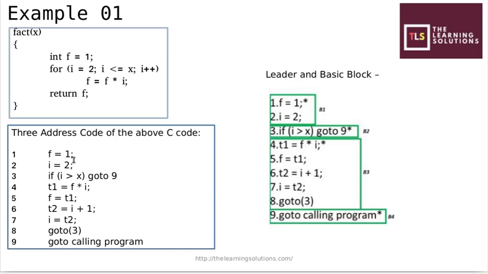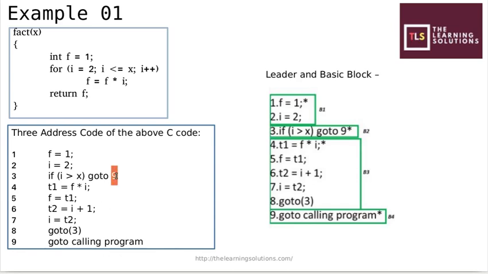So first block contains 2 statements. Because of this go to 3 has started a new block. Now immediately after go to statement 1, 2, 3, 4 and 5 statements are there, and immediately after this go to statement, new statement, go to calling program.